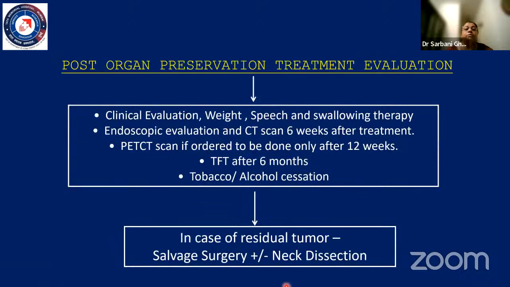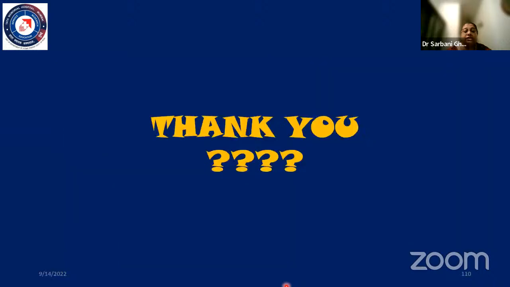Now, post-organ preservation treatment evaluation: clinical evaluation is important, weight, speech, and swallowing therapy, endoscopic evaluation, and CT scan 6 to 8 weeks after treatment. If you want to do a PET CT scan, where there is no obvious progression and there is a favorable response, do it after 12 weeks of therapy. Thyroid function tests need to be done at 6 months. And of course, re-emphasize tobacco and alcohol cessation. In case of residual tumor, the patient can be evaluated for salvage surgery with or without neck dissection.